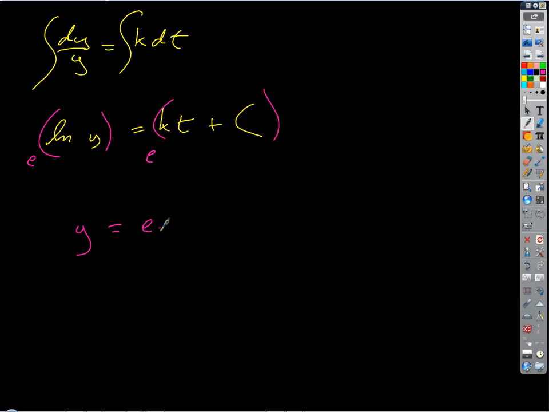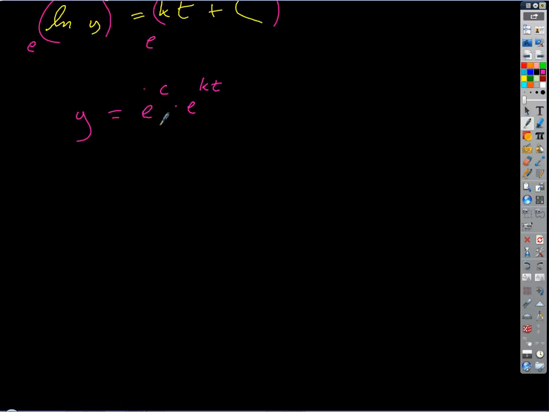If I have a base to a sum, that's the same thing as writing it as the product of the separate exponents. So I could just write this as e to the c times e to the kt. Everybody agree? Then this is just some big constant, so let's call it capital C, e to the kt. Well, what is that thing? This is really y as a function of t, isn't it? So let's write it that way.